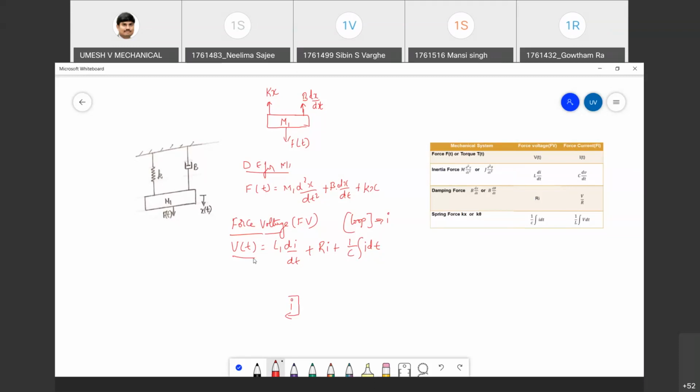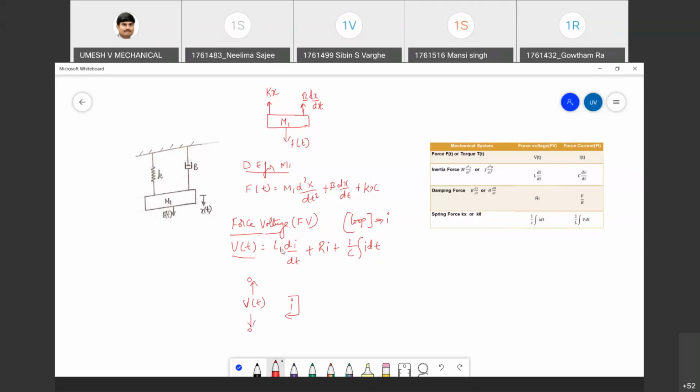Come to the first term. I'm referring to the equation and drawing the circuit. What is the input here? V of t. How will you mention the input? So V of t is the input. I'm giving the input here.